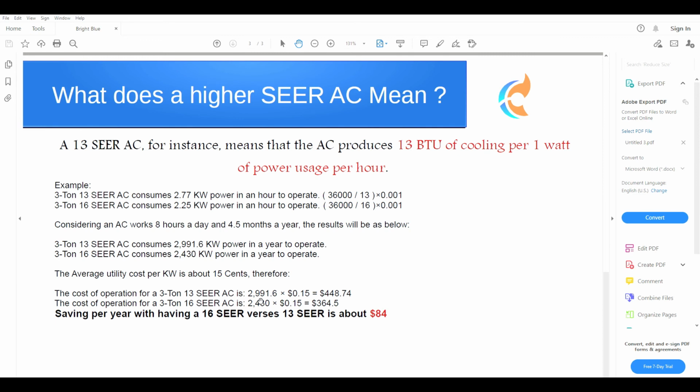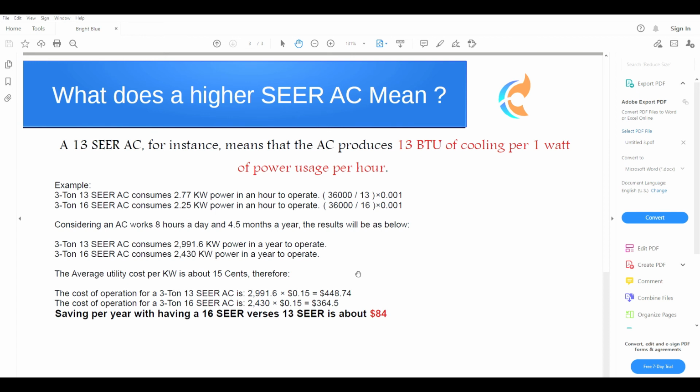So now, what does a higher SEER AC mean? What does it mean by having a higher SEER air conditioner? Is it any better? Should we do it? Should we not do it? Well, the answer to that question is very hard, because it really depends on what you really want out of your air conditioner.